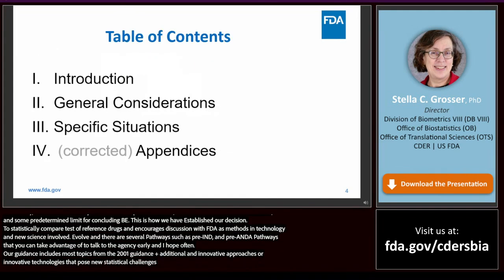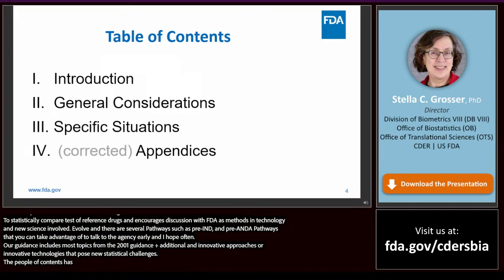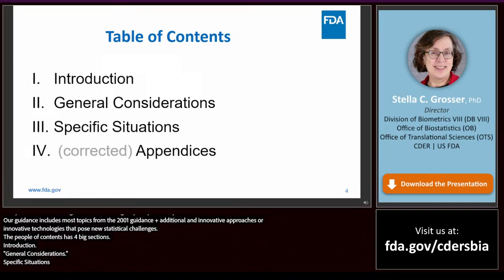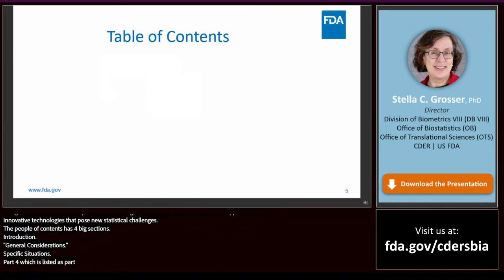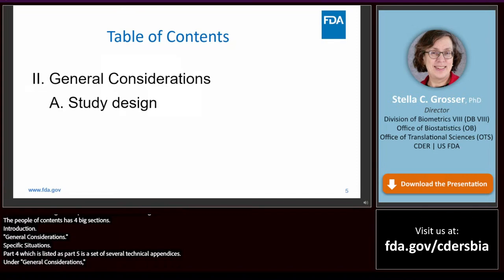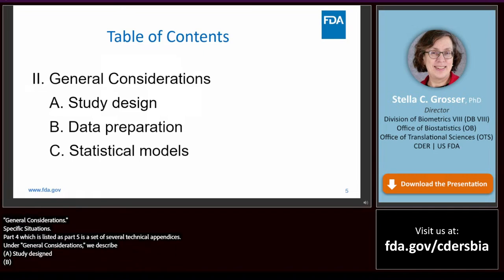The table of contents has 4 big sections: the introduction, some general considerations, specific situations, and then part 4, which is listed as part 5, is a set of several technical appendices. Under general considerations, we describe generally study design, data preparation, and statistical models that can be used in the assessment of bioequivalence.